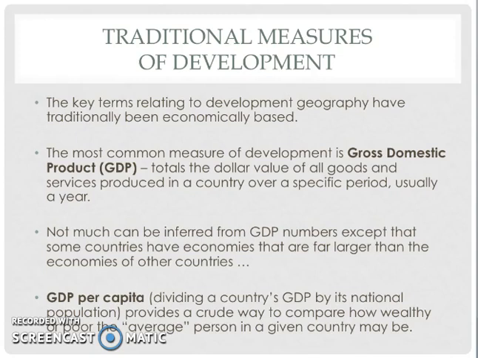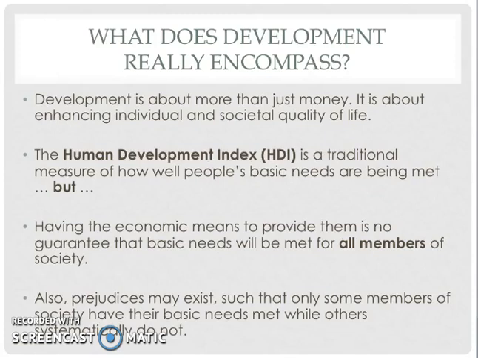Per capita, of course, meaning per person. So dividing a country's GDP by the national population. And this provides a rough way to compare how wealthy or poor the average person in a given country might be. But we can ask ourselves, what does development really encompass? Because development is about more than just money, it's about enhancing individual and societal quality of life.